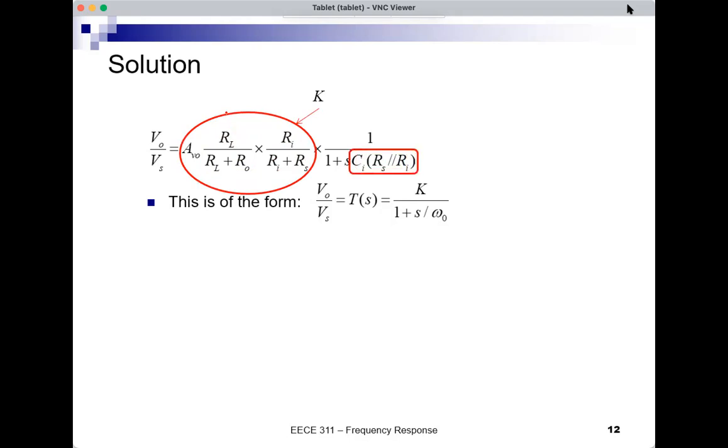And this quantity, Ci times the parallel combination of Ri and Rs, I want to call it 1 over omega 0. If I do that, the whole thing becomes K over 1 plus s over omega 0. And this is the overall gain of this amplifier from the output to the source, T of s. Or sometimes you call this the transfer function.